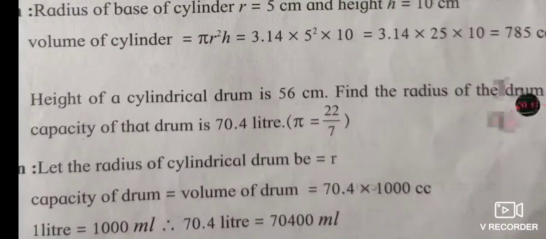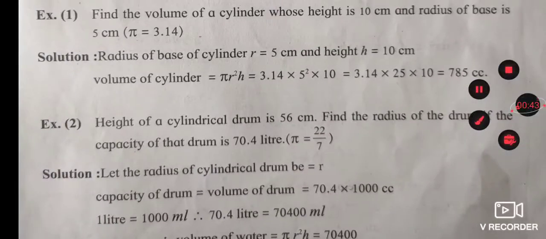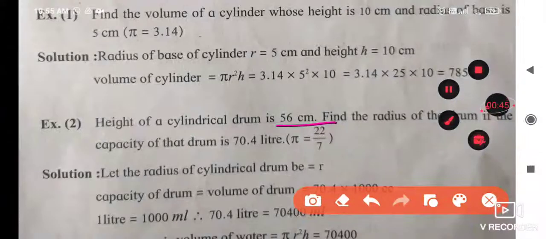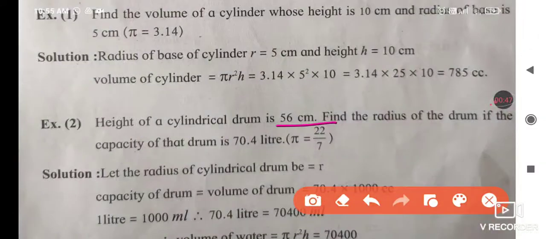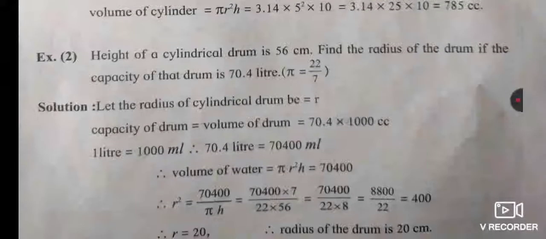The height of a cylindrical drum is 56 centimeter. Find the radius of the drum if the capacity of the drum is 70.4 liter, and here we have to use pi equal to 22 upon 7. This quantity we have to use.